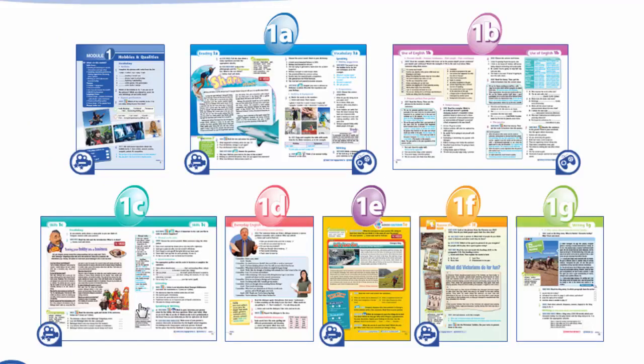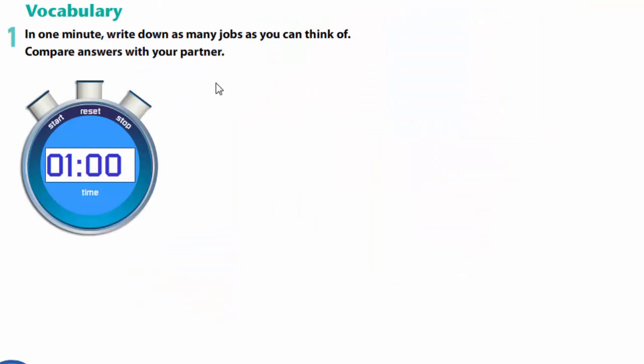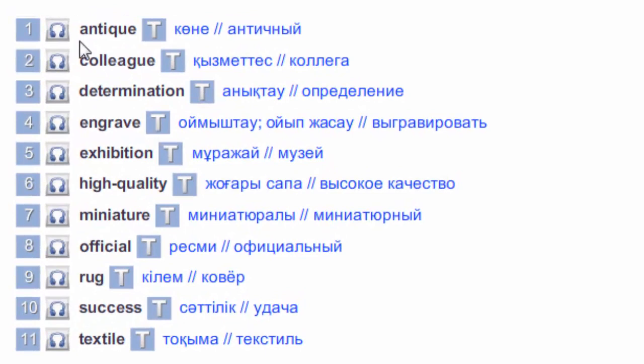And now let's speak about hobbies and business. Open your books at page 10. Let's start with vocabulary. Listen to the words, repeat them, and write them down in your vocabularies. Antique, colleague, determination, engrave, exhibition, high quality, miniature, official, rug, success, textile.